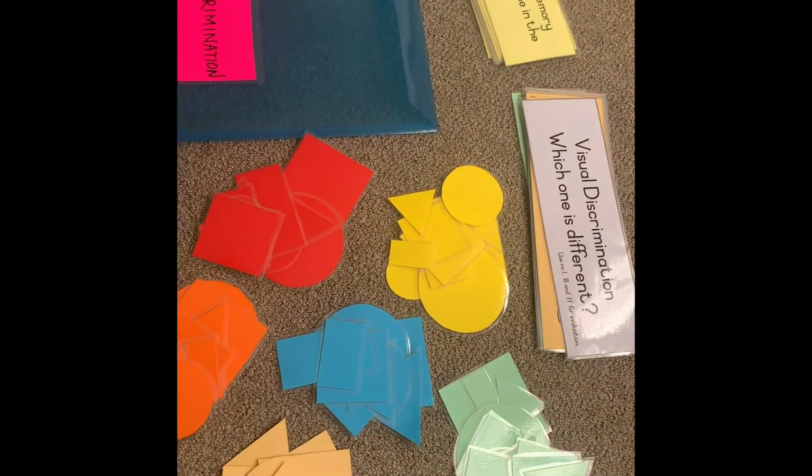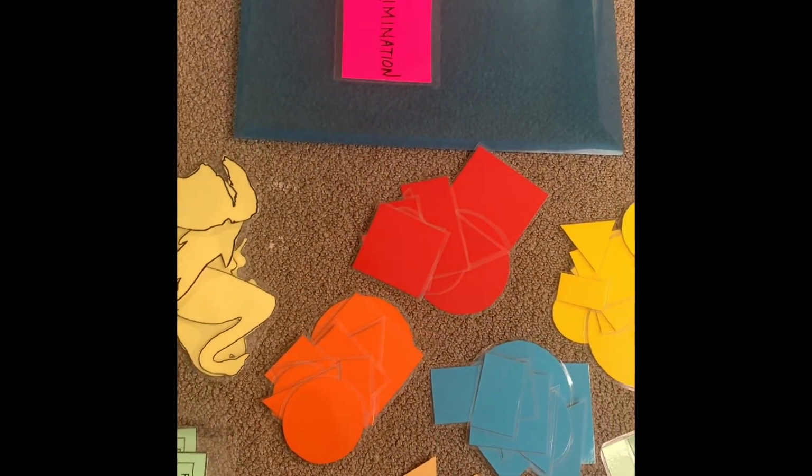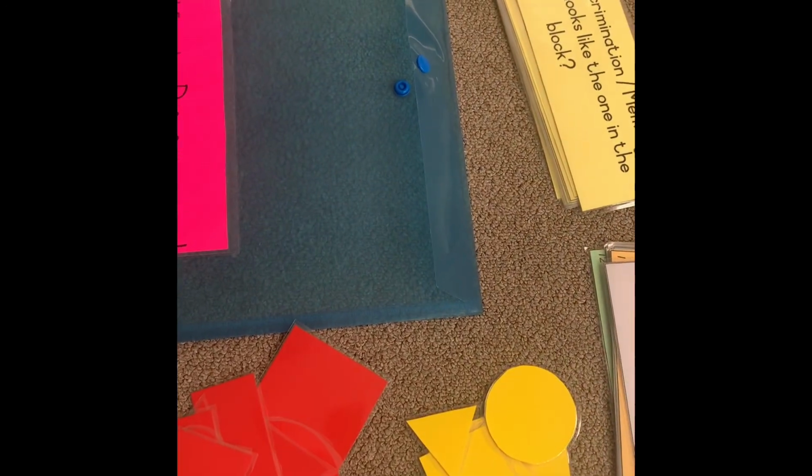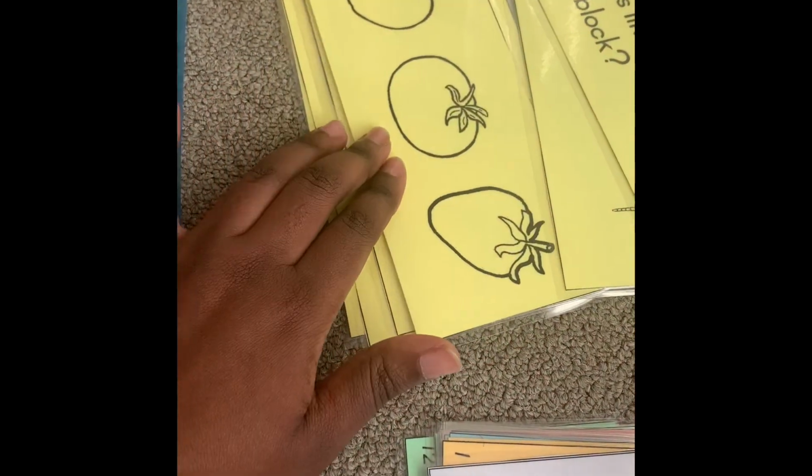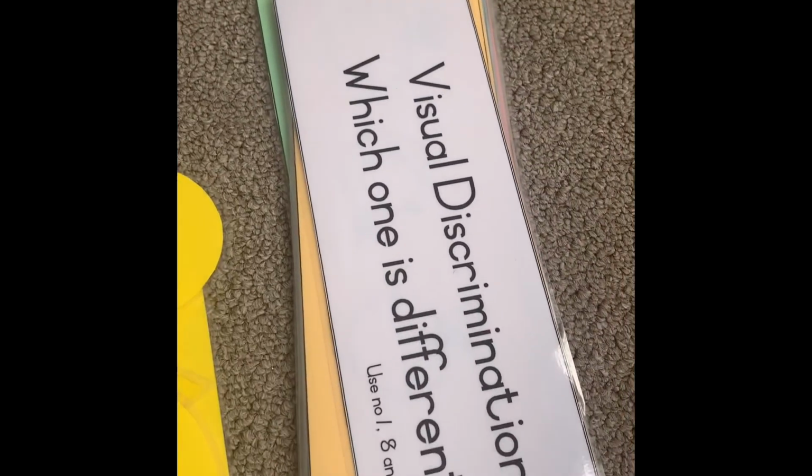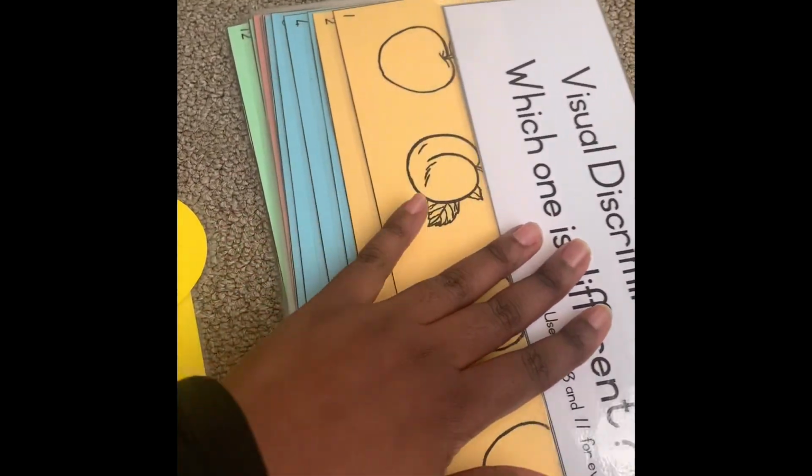Visual discrimination. Visual discrimination is the ability to recognize differences and similarities in visual information. Now here is our visual discrimination resources. First of all, we have this pack of which one is the same. And then we have the visual discrimination of which one is different.